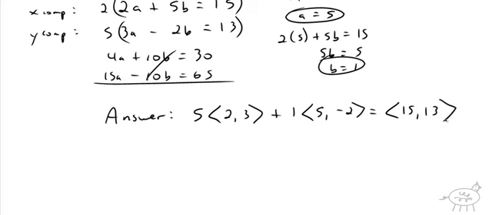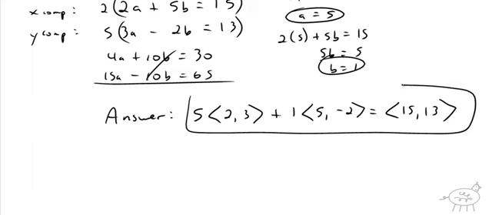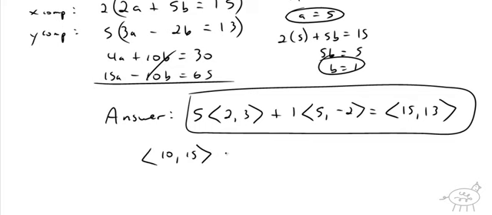Okay? And you can even check it. So like I said, this is my answer right here. But of course you can check it just by multiplying it back out again. So it's 5 times 2, 3, which gives you 10, 15, plus 1 times 5, -2, which is 5, -2. So 10 plus 5 is 15, and 15 minus 2 is 13. Sweet. That's the same thing. All right? So that's what I mean by finding a linear combination, is find some coefficient in front of the two vectors, some scalar multiple, to give me that vector that I'm looking for, the 15, 13.